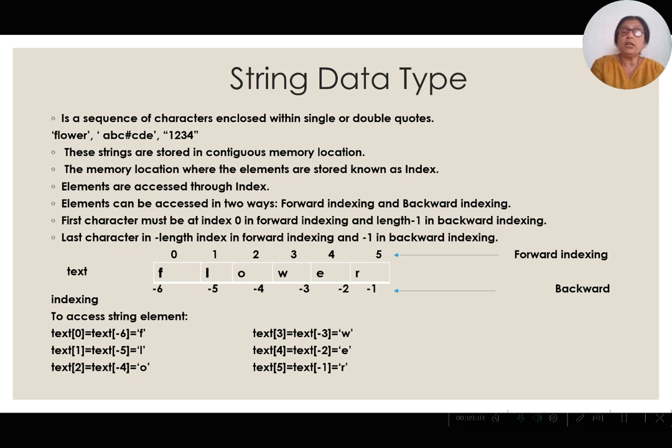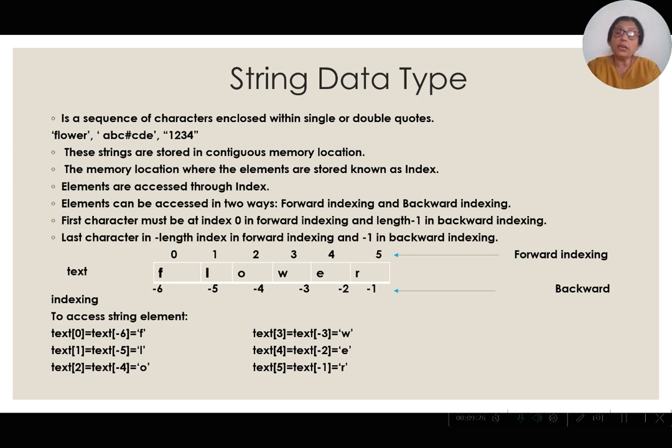The string type of data items can contain any characters, might even be zero characters. That is also a null string. If there is no character within double quotes or single quotes, that will form a null string. Or if you want a space, that means there is 1 character. Now just see, flower is a string because it's within quotes. And how many characters are there? 6 characters. Now look at the next one.